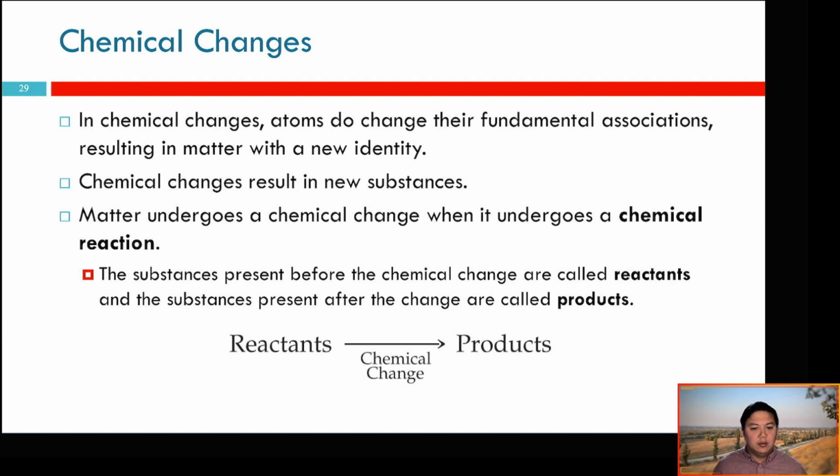Chemical changes, on the other hand, like we've already talked about, are where atoms are changing their fundamental associations. So we're adding oxygen to either copper or iron. That's a chemical change, resulting in a new substance, copper oxide or iron oxide. Matter undergoes a chemical change when it undergoes a chemical reaction. The substances that we have before are the reactants, and the substances present after the change are called products, right? So in iron rusting, you start with iron, it undergoes a chemical change, we add oxygen, and our product then is rust.